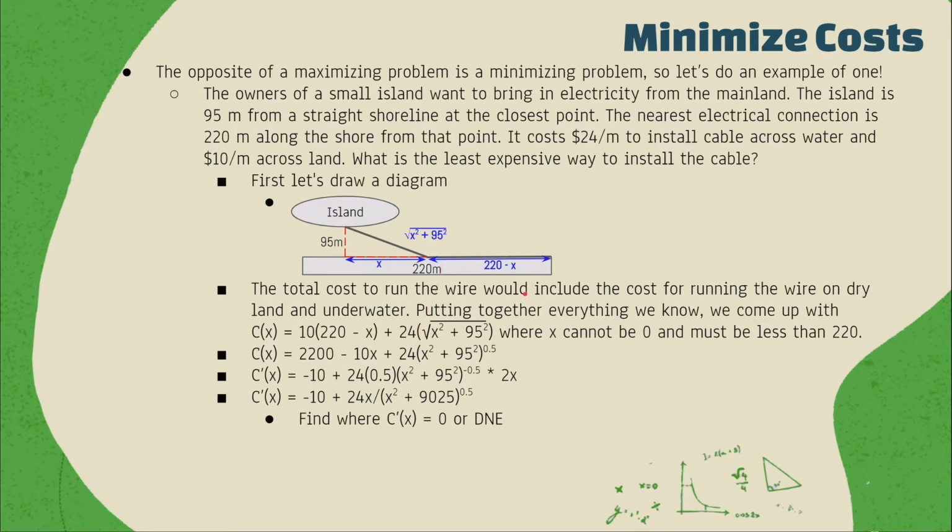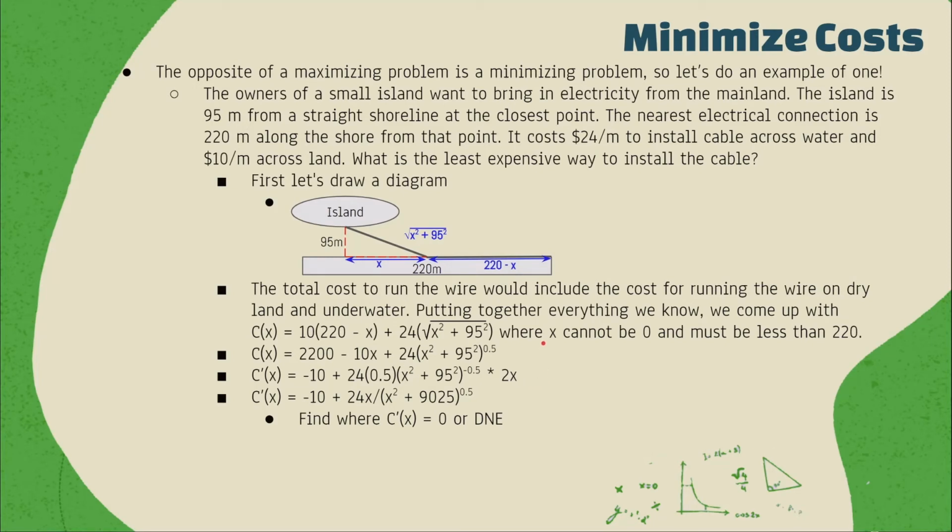If we do simplify everything correctly, we should get negative 10 plus 24x divided by x squared plus 9,025 to the power of 0.5. Again, you could make this a square root, but first of all, making a square root is a little bit complicated on this application. And second of all, again, nobody likes to work with square roots. Powers are so much better in terms of derivatives.